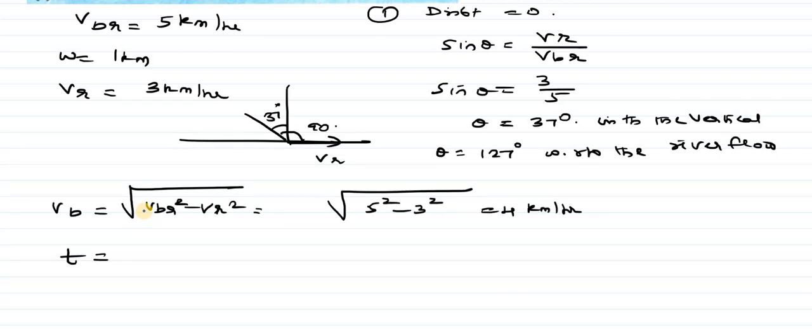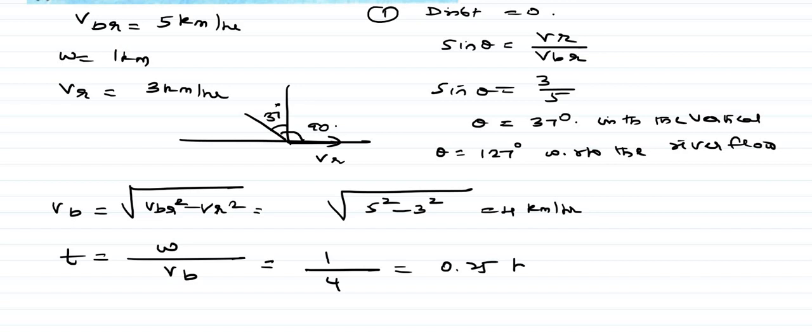Time taken when drift equal to 0, what is the time taken? W by VB, right? So what is VB? W is given as 1 km. VB is 4. So it is 0.25 hour, which is nothing but in terms of minute, if you want, 0.25 into 60. That is 1 by 4 into 60, which is 15 minutes. Clear?